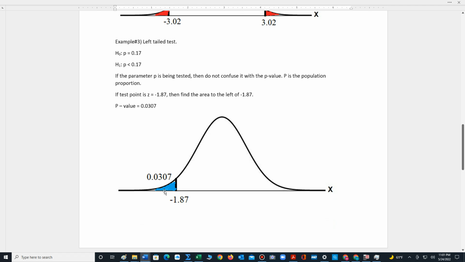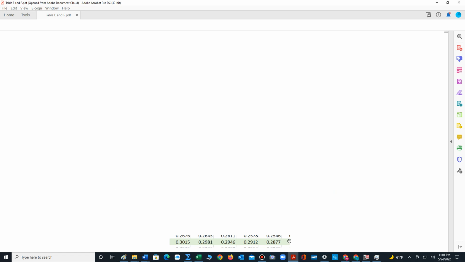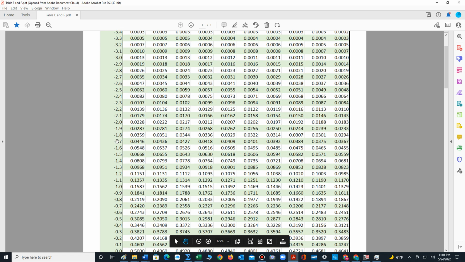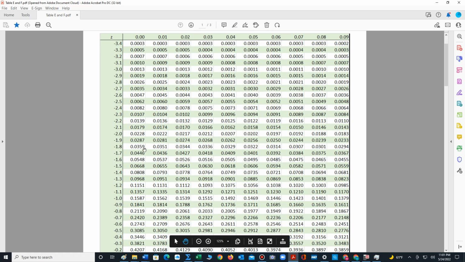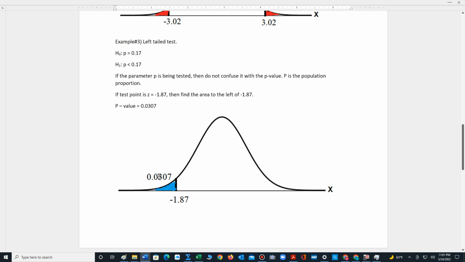We need to find this left tail. We look up negative 1.87 in the table. So we have negative 1.87 is 0.0307. And since it's a one-tail test, this tail area is the p-value.